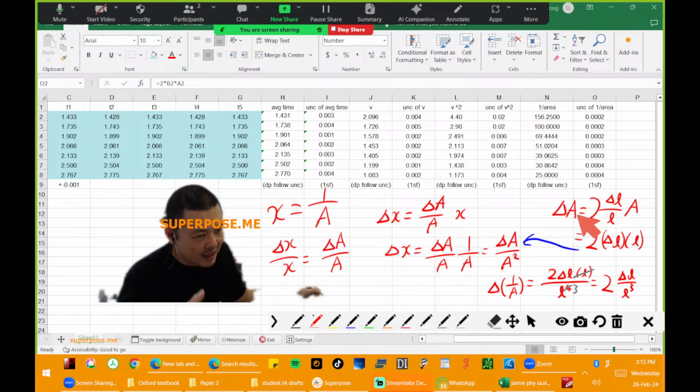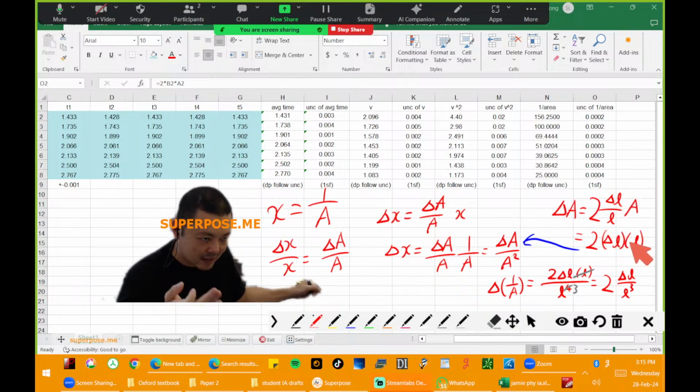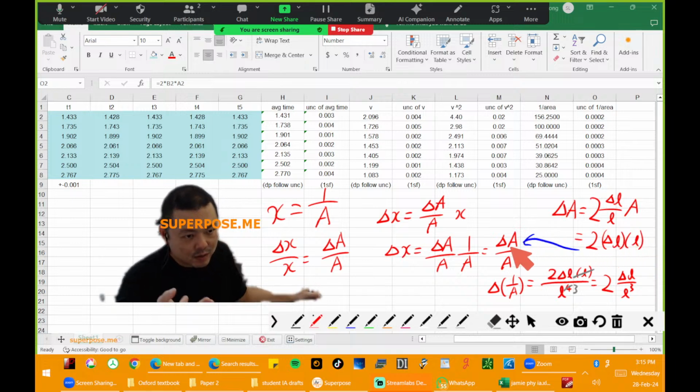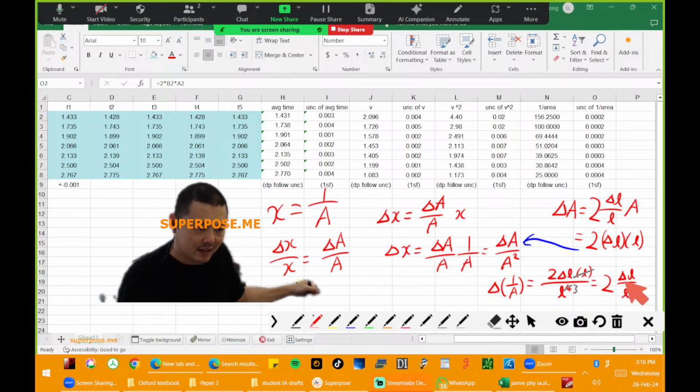On a side note, del A is found based on L. So del A is 2 times del L over L times A, but A is L squared, so you have 2 times del L times L. Then I sub this back into del A. So del of 1 over A, which is del X, is equal to 2 times del L times L over A squared, which is L to the power of 4. So the L cancels out, and it becomes del L over L cubed.